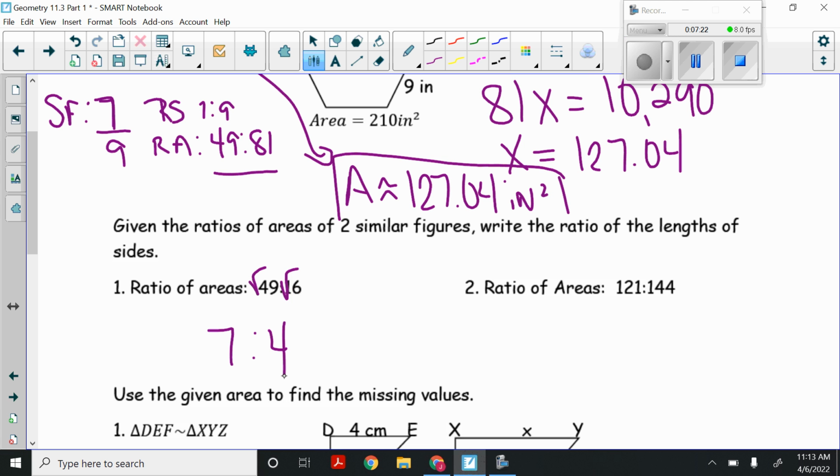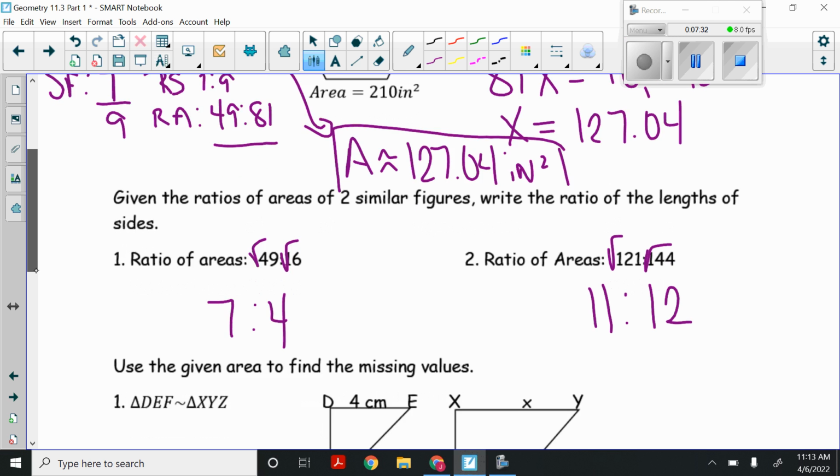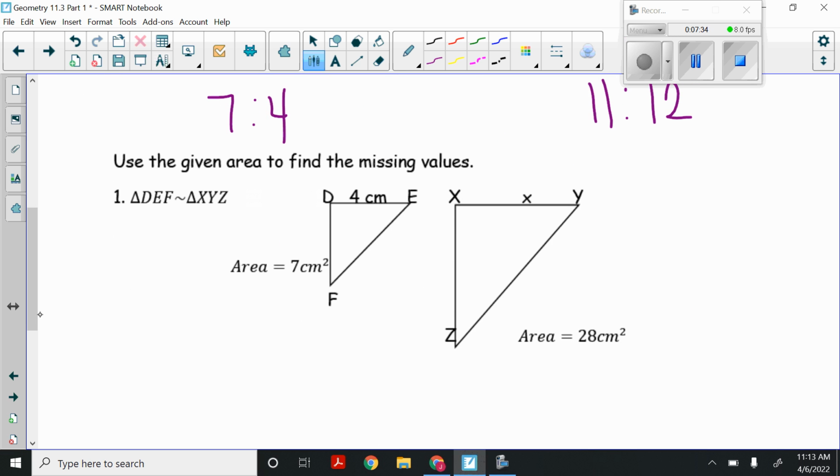Second one, if the ratio of areas is 121 to 144, take the square root of both of those. Square root of 121 is 11, square root of 144, 12. So the ratio of sides, 11 to 12. Next type of problem, it says use the given area to find the missing values. So now I know both areas and I want to find a side length.